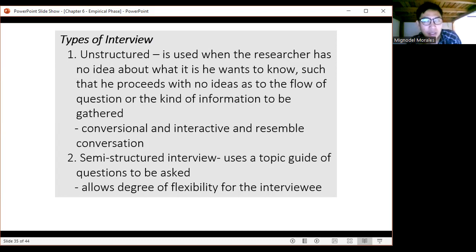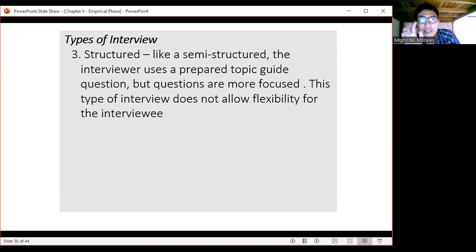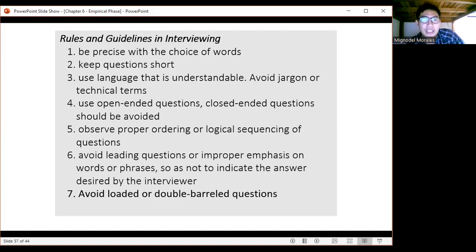In semi-structured interviews, you are guided by probably 5 to 6 questions, general questions that could branch out through probing or through exploratory questions. Okay? Next, structured is like you have a checklist of specific questions only. Yung tatanong mo. And there will be no further probing or follow-up questions. Okay. So these are some of the rules in conducting an interview.